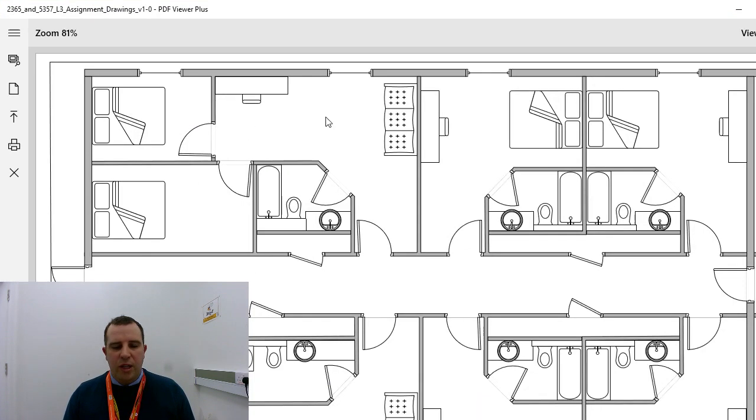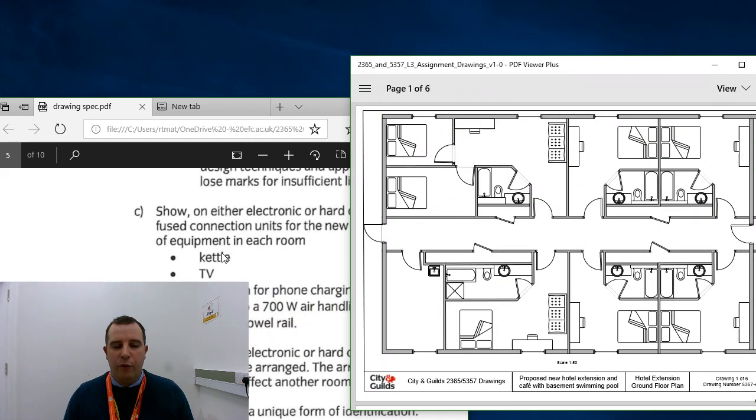What you're going to need to do in each of these rooms is draw on the British Standard symbols for sockets. And you may say, oh, I have one over the desk here, I'm going to put one here, I'm going to put one there. It's up to you where you put them, providing you make sure that you've accounted for one for a kettle, one for a TV, one for the phone charger, and one for the air handling unit and electrical towel rail.